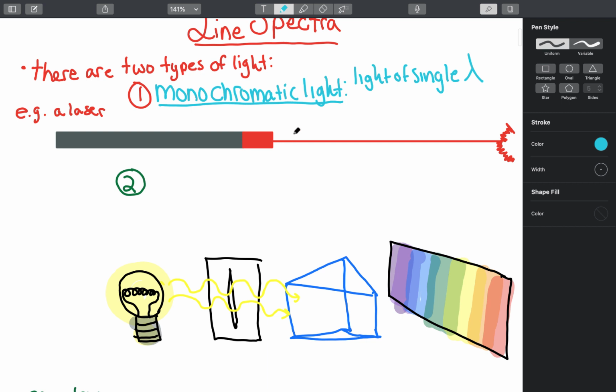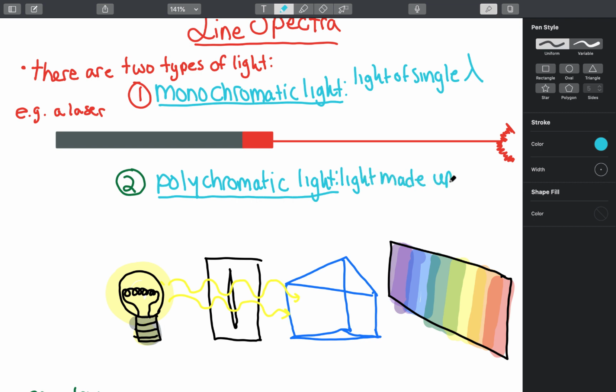The other major type of light that you should be concerned about is something called polychromatic light. And polychromatic light is light made up of multiple wavelengths. So polychromatic light is light made up of multiple wavelengths. So a great example of this is actually light bulbs. So light bulbs that you have in your house, or lamps, or offices.